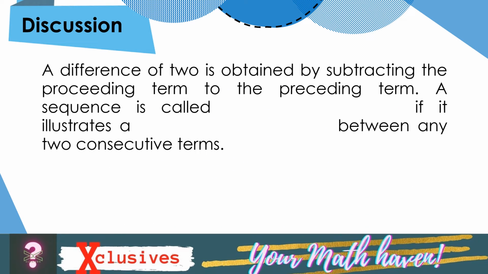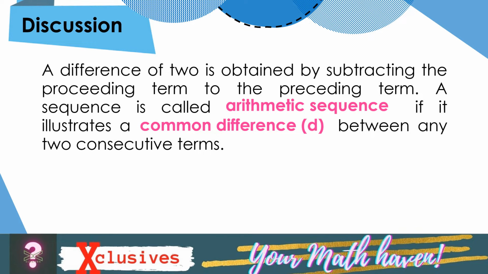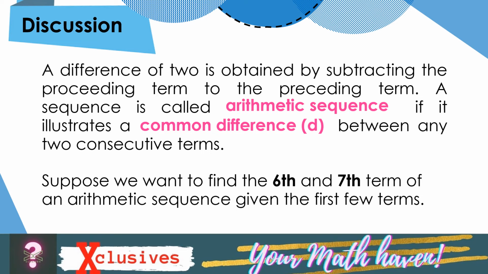From the example earlier, we learned that a difference of 2 is obtained by subtracting the preceding term from the next term. A sequence is called arithmetic sequence if it illustrates a common difference between any two consecutive terms. Suppose we want to find the sixth and the seventh term of an arithmetic sequence given the first few terms. How do we get them?